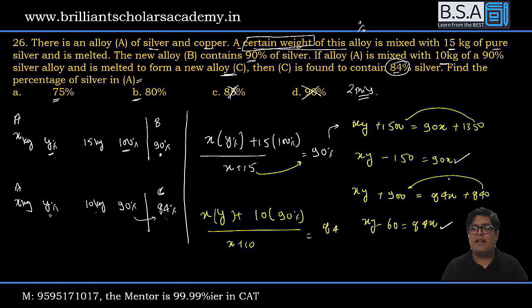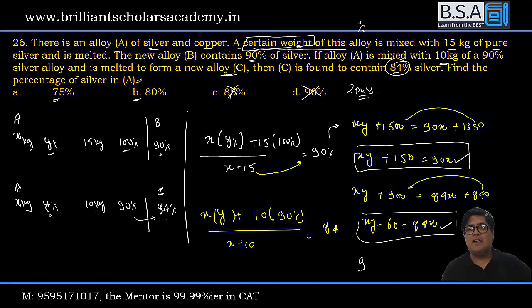If you solve this and this, you will get the value of X. Just subtract directly. You subtract these directly. When you subtract these directly, XY cancels, so you get the value of X. I am subtracting this equation and this equation. XY cancels. 90 is equal to 6X. X is equal to 15. Now put 15 kilograms in any of the equations and you will find Y is equal to 80%.